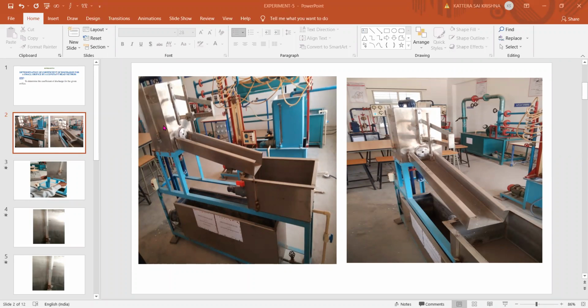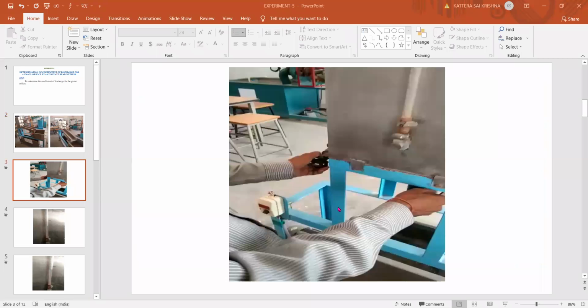Now we'll see the experimental video first, then we'll go for the calculation. I will give you one diagram here. I will give you the diagram also to be drawn in the record later, not now. If you have your record at present, you can write, otherwise you can write it later when you have it in hand. So this is the experimental setup which we have. Now let us see the video. I will explain while we watch the video.